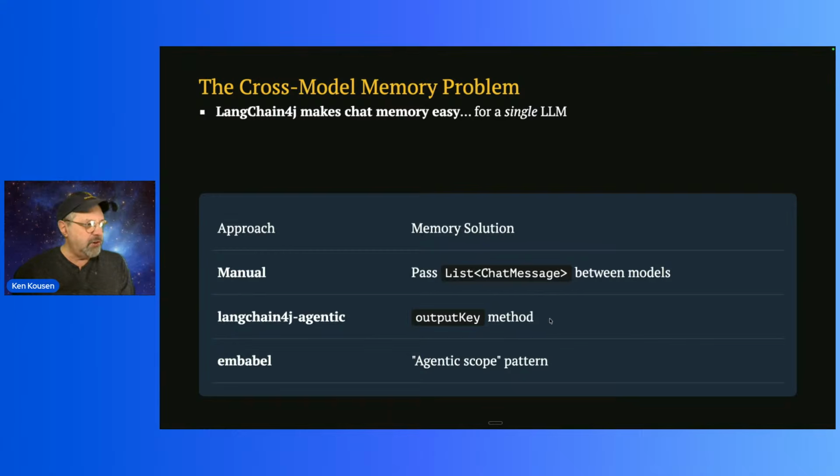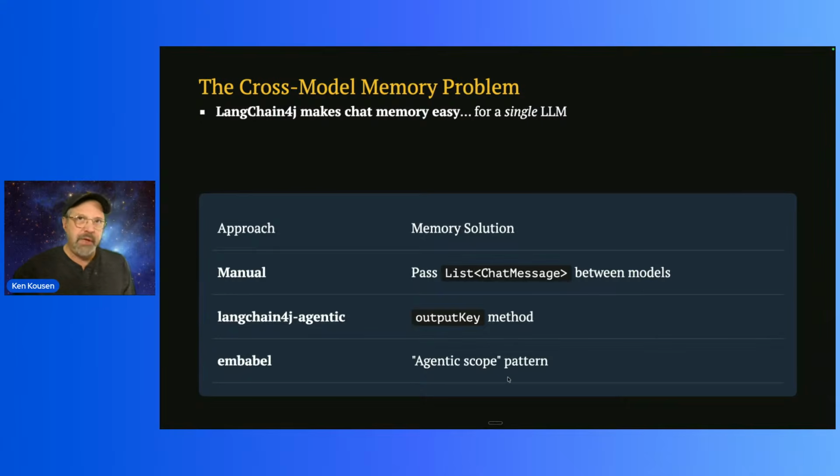Now, in LangChain4j Agentic, they basically have a map, and you come up with a key, and there's a method called output key that allows it to say, here's the list of messages under this output key, and you pass that output key to both models, and they can therefore share it. You don't have to pass the messages back and forth. They can both access it through the API.